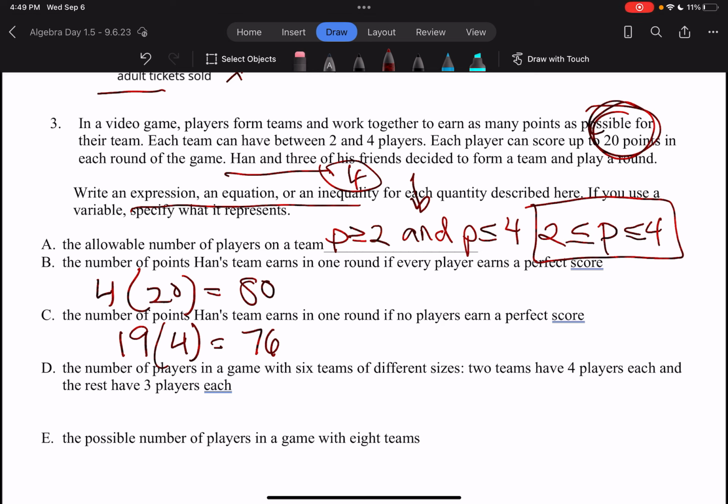But we don't know exactly how good of a score they got, which means their score is going to be less than or equal to 76, right? Because nobody got a perfect score, so everybody got at least 19 points, or could have gotten as many as 19 points rather, but they might have gotten less than that.